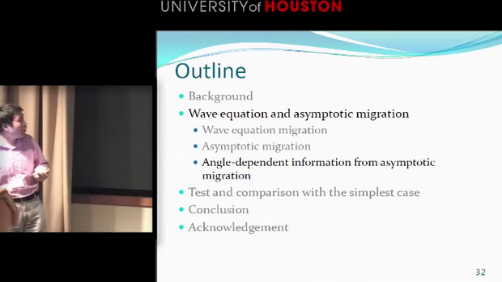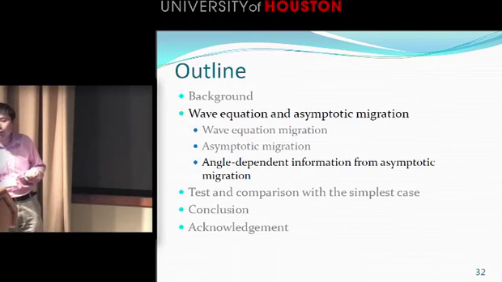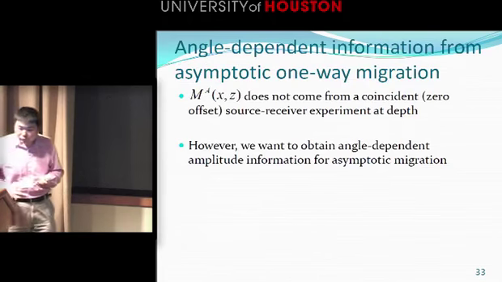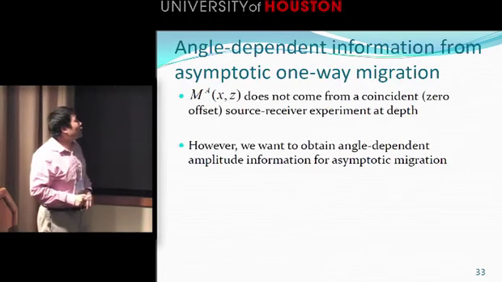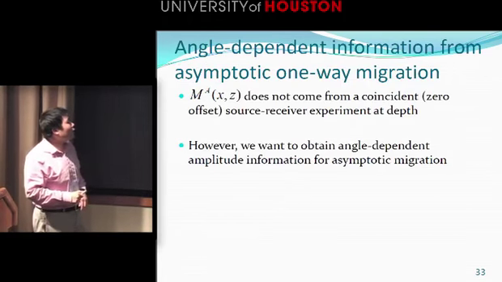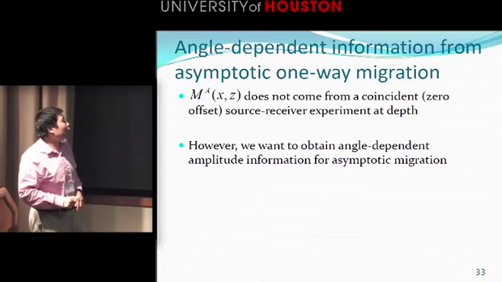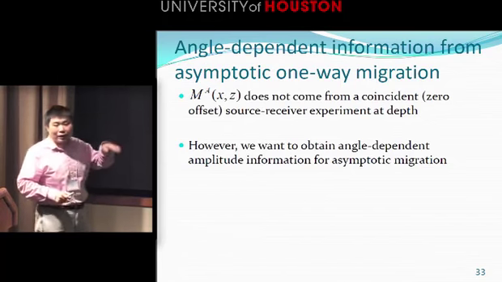This is the next step: we want to show angle-dependent information from this asymptotic migration. Like I have said, this asymptotic migration result does not come from the coincident source receiver experiment at depth.